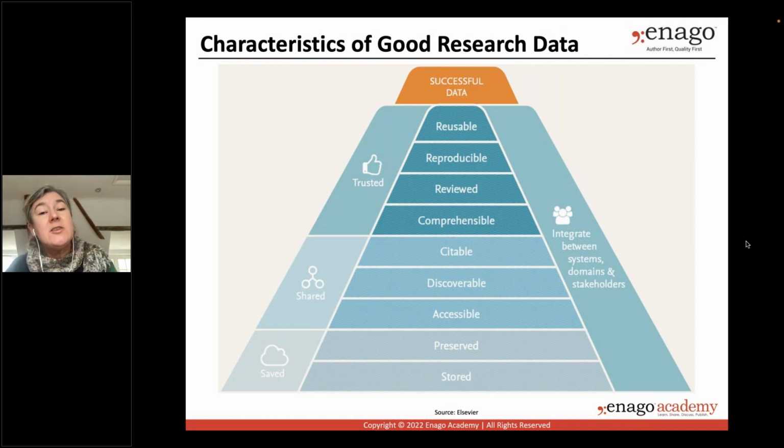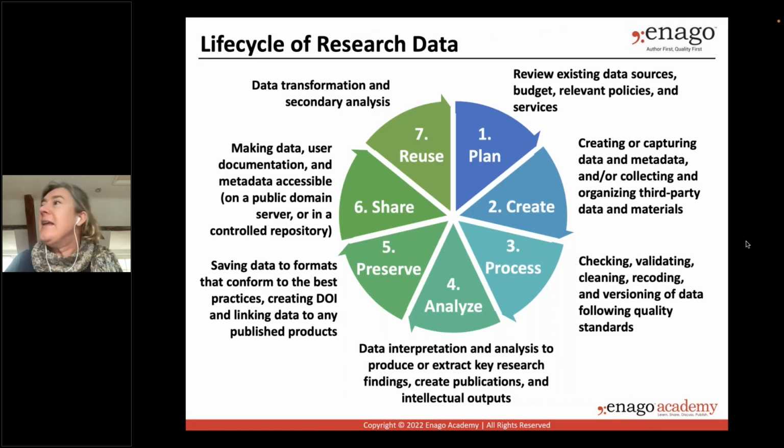So again, that integration piece is also really critical. And then if you're able to achieve all of that, hopefully you'll have successful data. So thinking about the life cycle of research data, I think that's one of the things that has historically made it much more of a challenge to interact with as a research output than, say, published articles or books, which will have a finished endpoint.